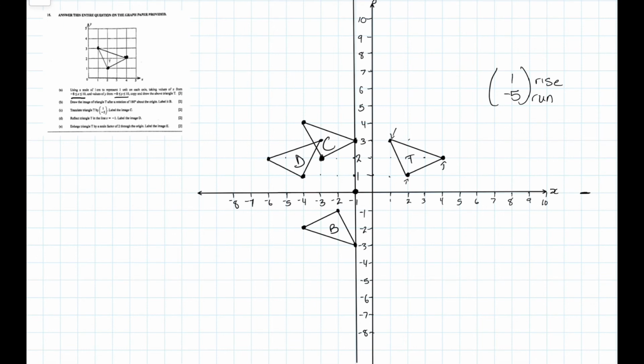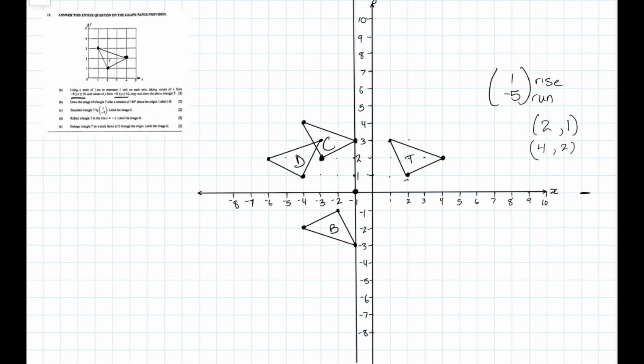And for E, it says to enlarge triangle T by a scale factor of 2 through the origin and label the image E. So back to triangle T again, and we're going to enlarge it by a scale factor. And back to this point here, the coordinate is 2, 1. And if we enlarge it by a scale factor, we multiply it by 2, which makes the new point 4, 2. So our new point is going to be 4, 2, which is basically this point here. Let me erase these arrows. That's the new point for our new shape.